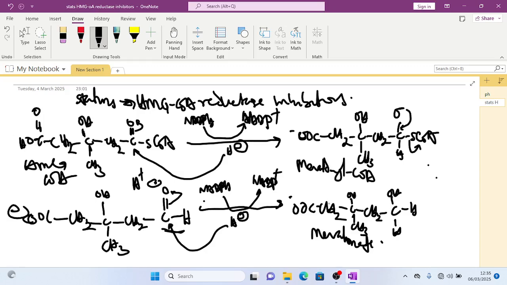The enzyme that catalyzes this reaction is HMG-CoA reductase, and the type of drug that is used to stop HMG-CoA reductase so as to reduce cholesterol level of the blood are the statins. Statins are also called the HMG-CoA reductase inhibitors. Alright, so the next step involves what? Formation of isoprenoids from the mevalonate.